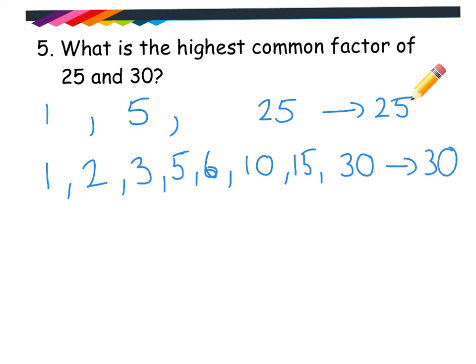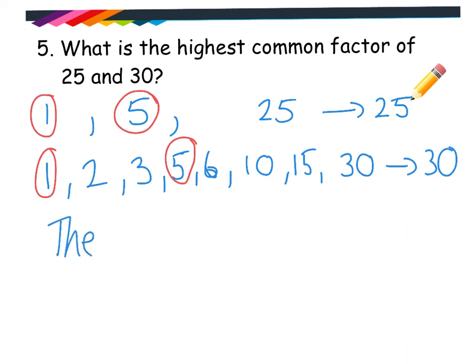So what have they got in common here? Well, everything always divides by 1, so that will always be a common factor. The only other number there is that goes into both of them is 5. So we can say the highest common factor, and I'm going to shorten it to HCF, is 5. That is the biggest number they both divide by.